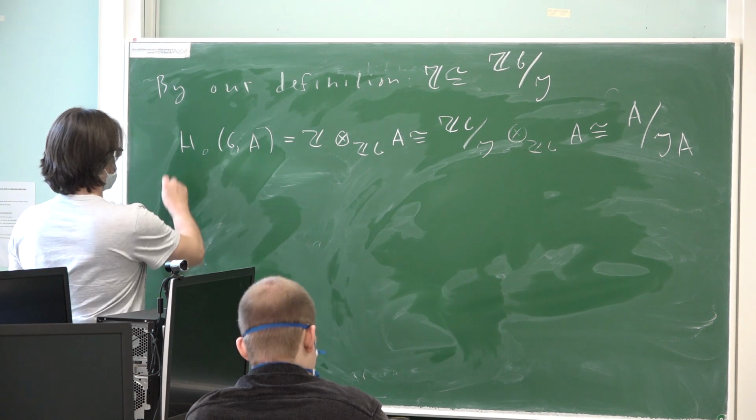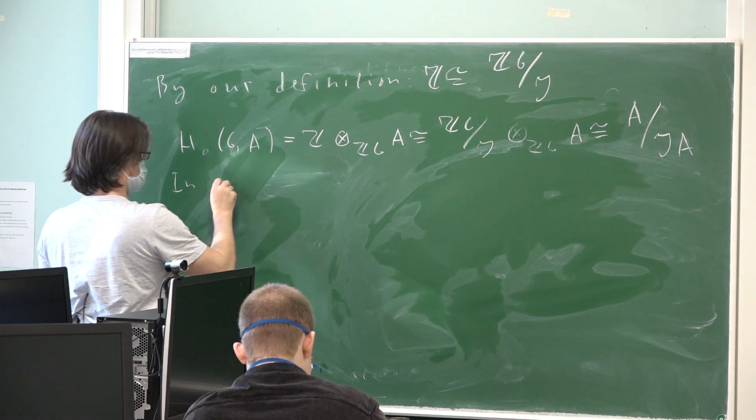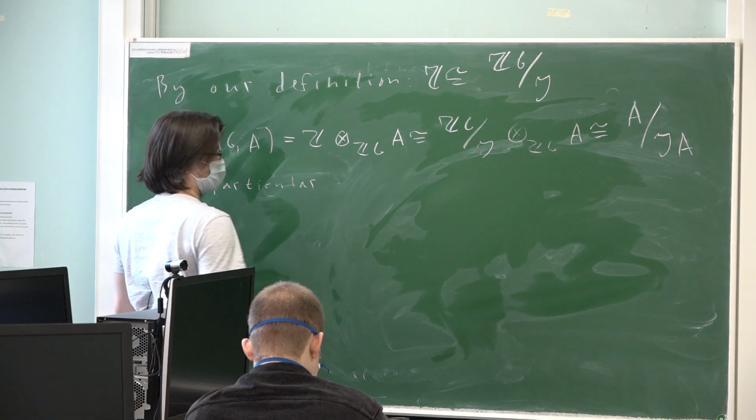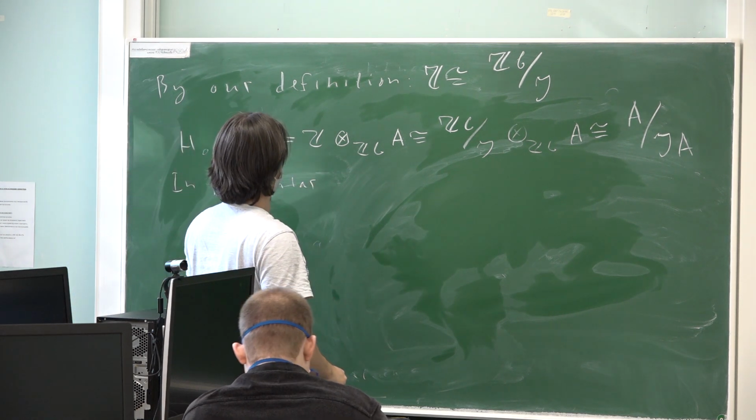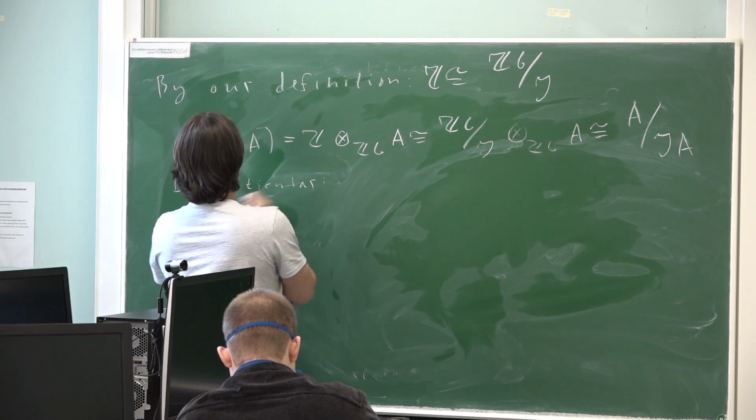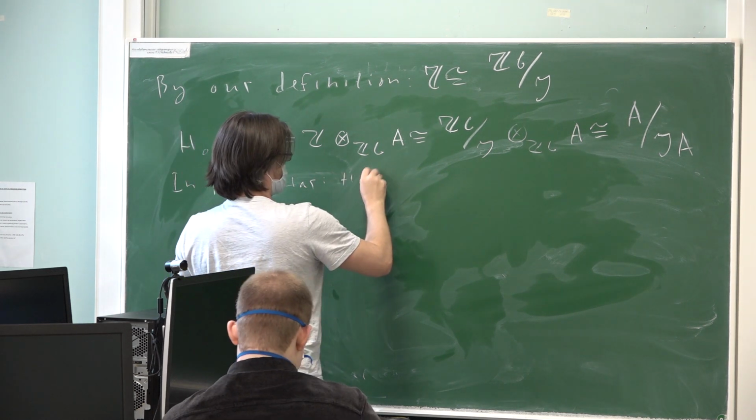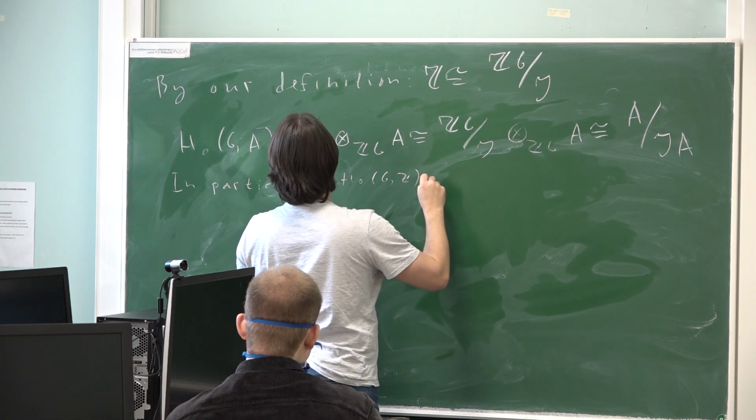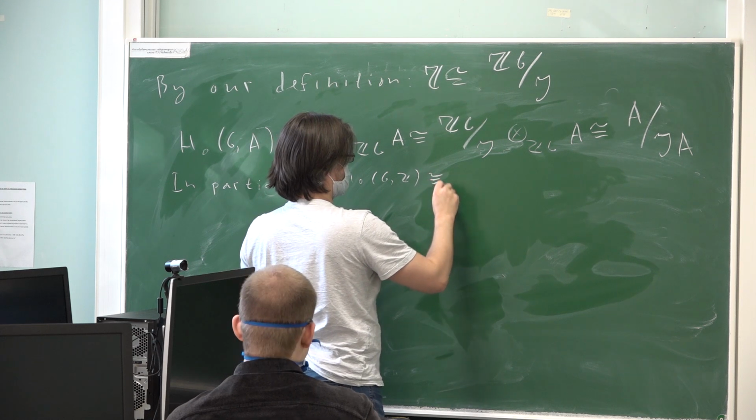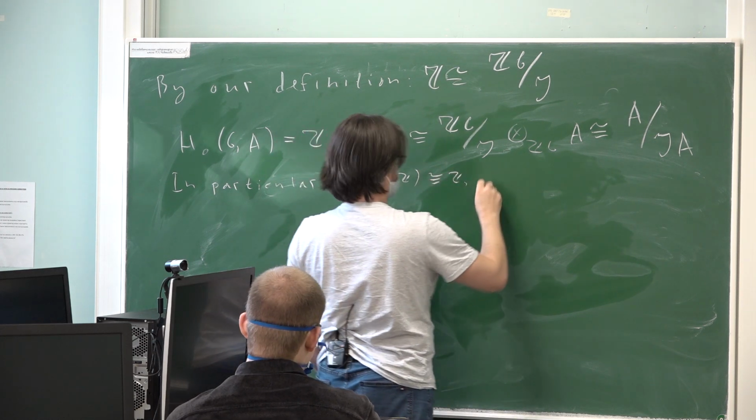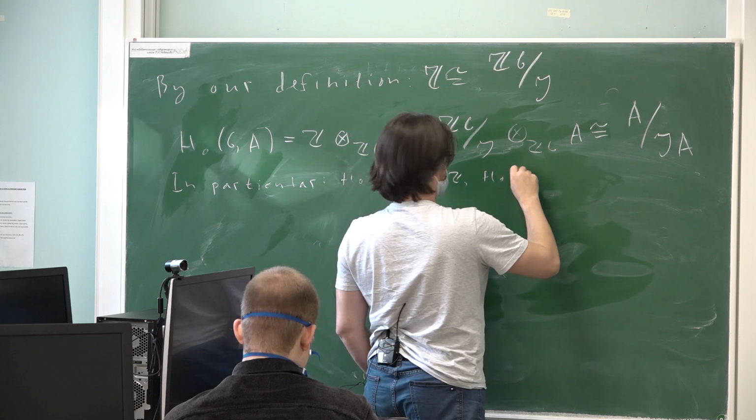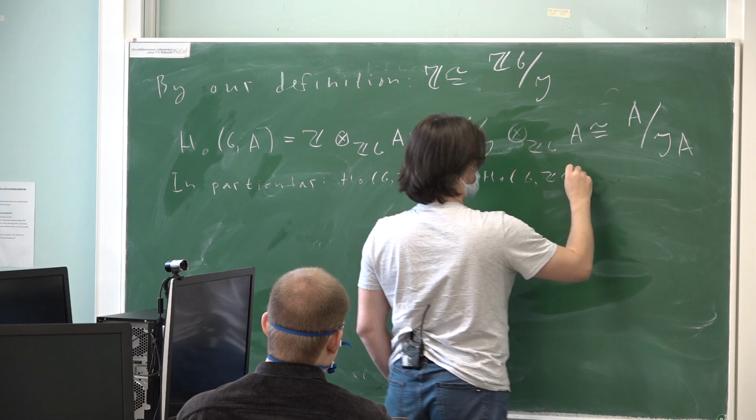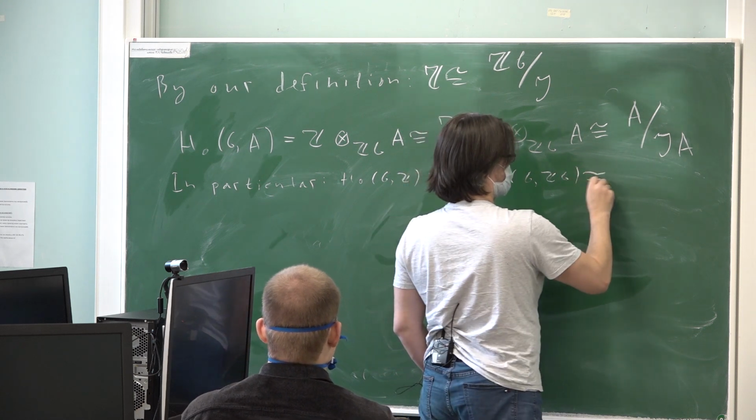In particular, H0 of G, ZG is always isomorphic to Z. H0 of G, Z is always isomorphic to Z2.